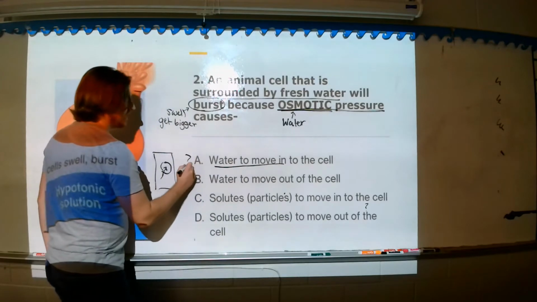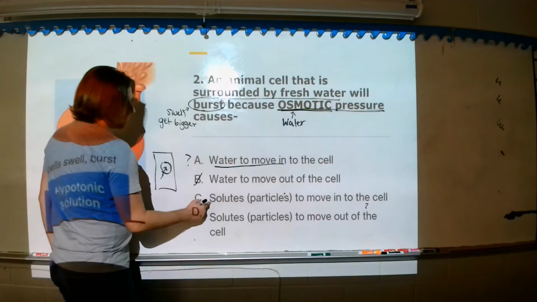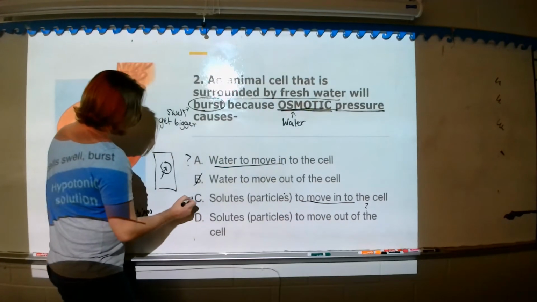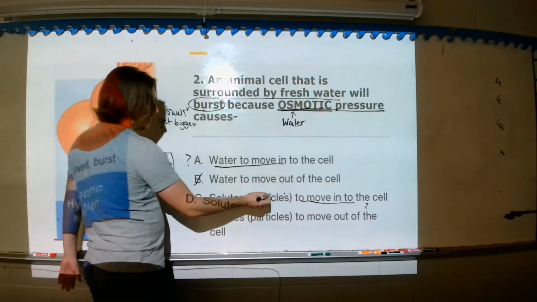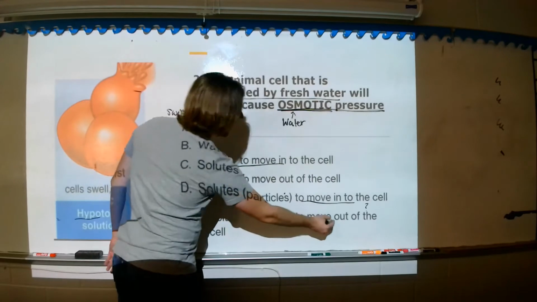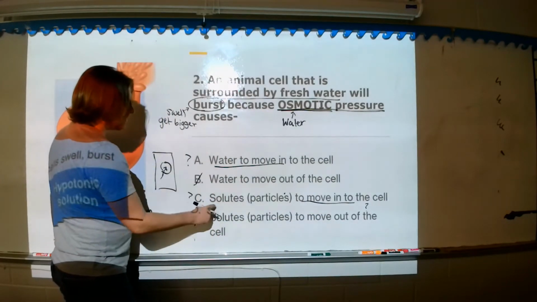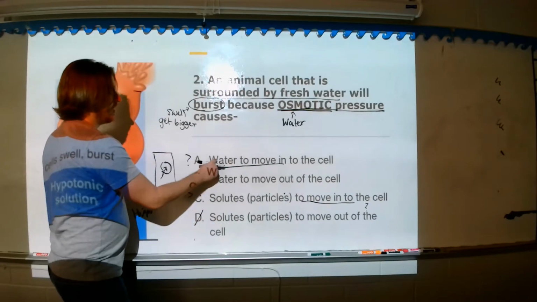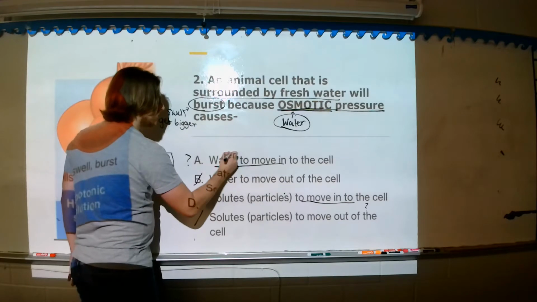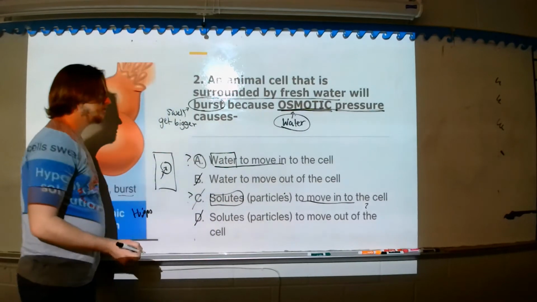This is most likely it. Waste to move out of the cell. That's going out. Solutes to move into the cell. So I'm seeing the in two words, so I'm not going to count it out yet. Or D, solutes, particles to move out of, so I can cross that out. So now I'm down to water to move into the cell and solutes to move into the cell. Well, because of this word osmotic pressure, I know that I'm looking for water. This one says water, this one says solutes. I can cross this one off. Go with my answer A.